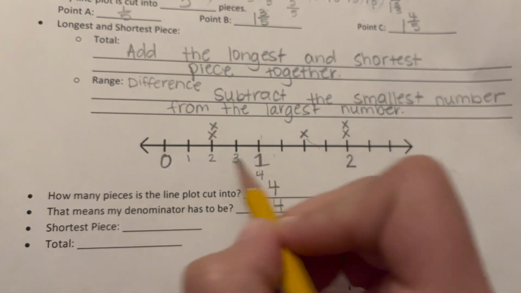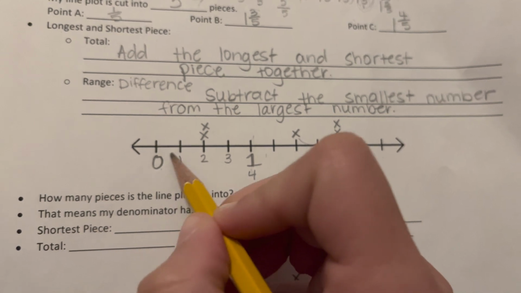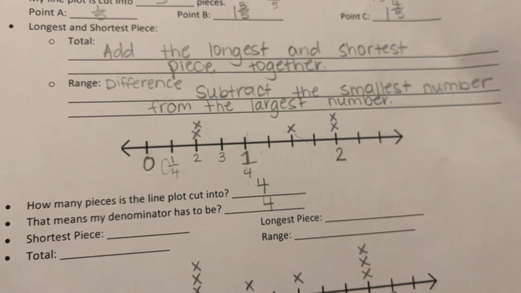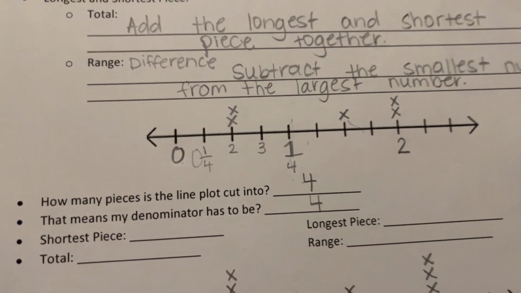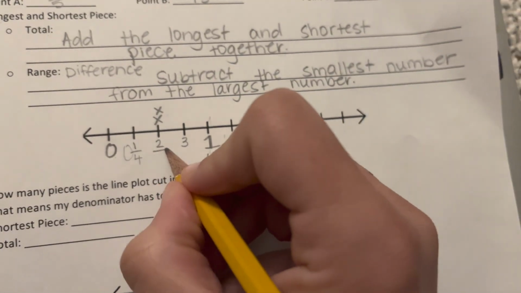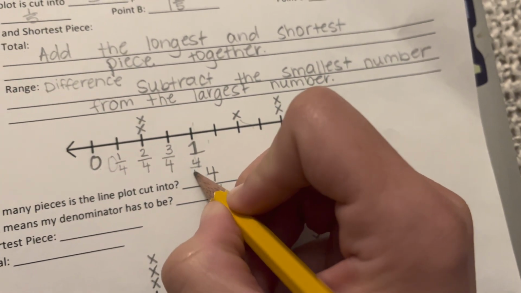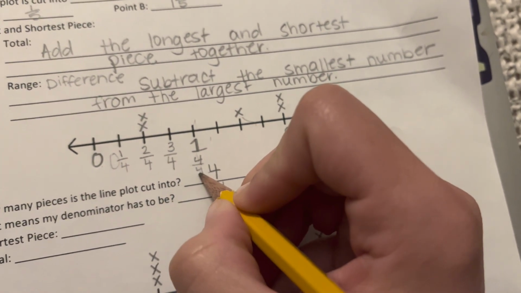Now, because this is between 0 and 1, the whole number 0, this would just be 1/4 because it's 0 and 1/4. There is no whole number there. 0 is nothing. This is just 2/4. This is 3/4. This would really be 4/4, but that's 1.